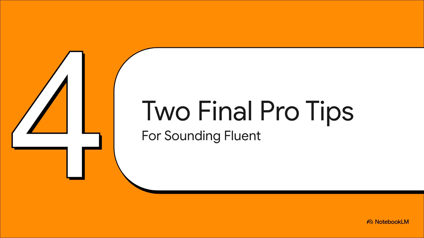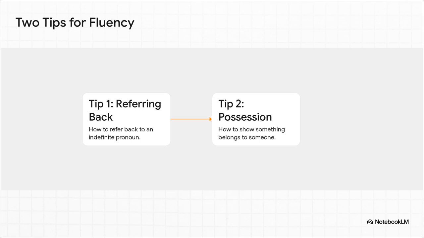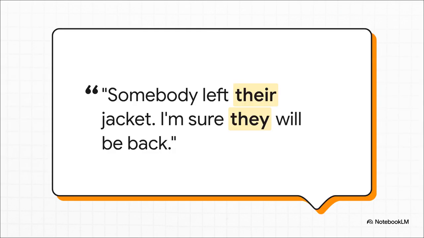So let's just finish up with two final pro tips that'll really help you polish things off and sound even more fluent. So we're going to cover two super common situations. First, what happens when you need to refer back to a word, like somebody, later in a sentence? And second, how do you show that something belongs to an indefinite person? Let's break it down.